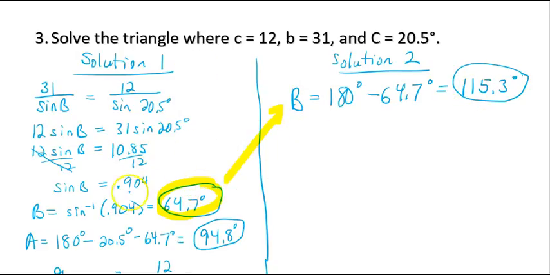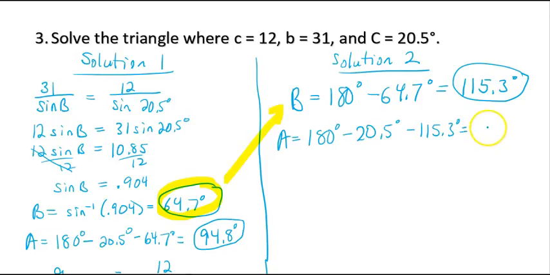Okay, now if I ignore solution 1 and just think about solution 2, I have side C, side B, angle C, and angle B. So I need to find something A, and I can find the angle because my angles of a triangle add up to 180. So 180 minus C and the angle B that we're using.